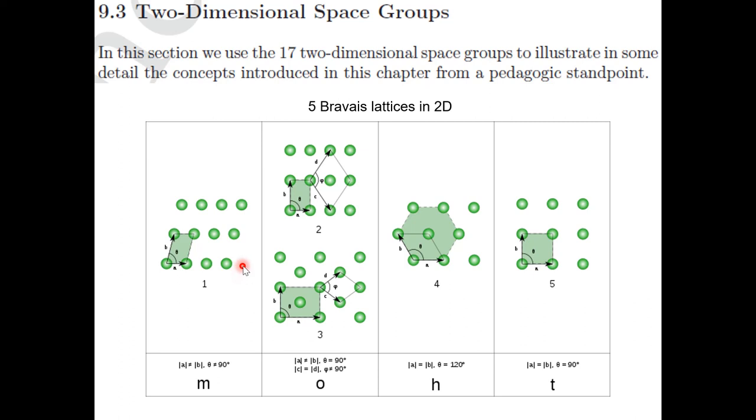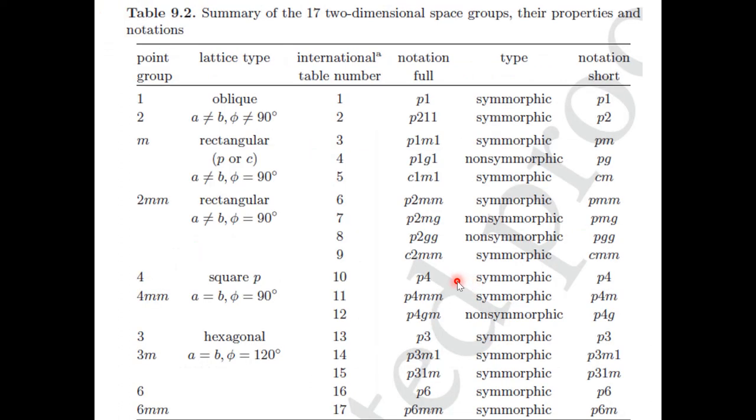We have the oblique lattice, two rectangular lattices: a primitive rectangular and the centered rectangular lattice, the hexagonal lattice and the square lattice. They are shown here indicating the primitive vectors and in some cases the angles between primitive vectors that have special values depending on the lattice: 90 degrees here, 180 degrees here, and 90 degrees here. So these are the five different Bravais lattices, and as I said, there are 17 2D space groups, and these are all of them.